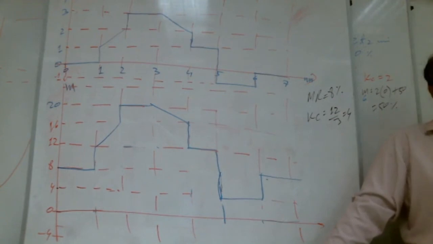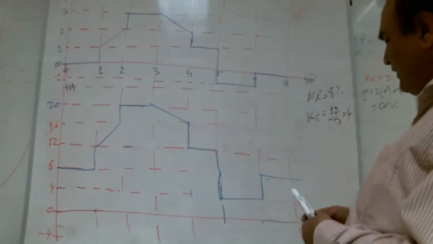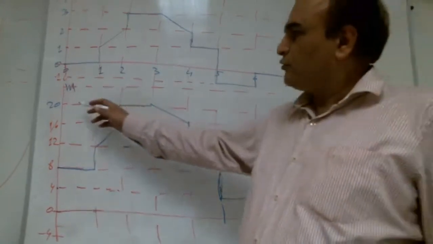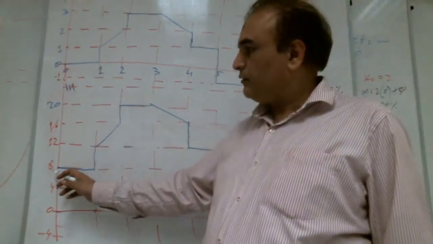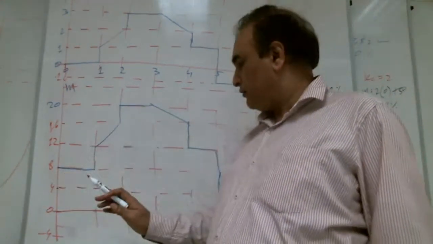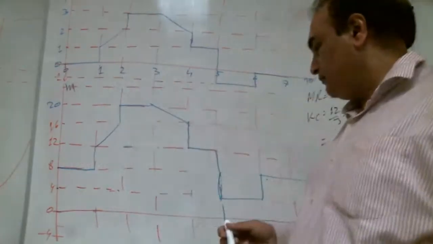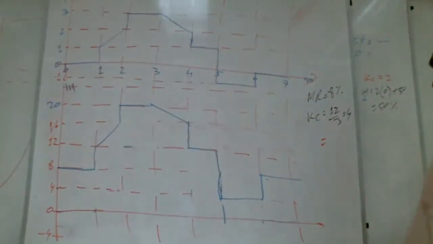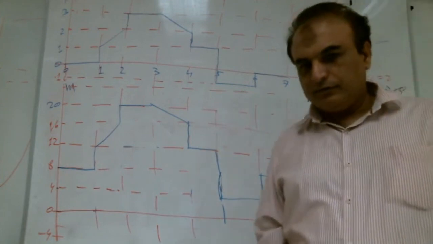Are you with me? Yes, Doctor. Otherwise, if you want to do the other way, no problem. What is the overall change in output? 20 minus 8, 12. 12 divided by 3 minus 0 will be 4. Whichever way you want, you can do it.